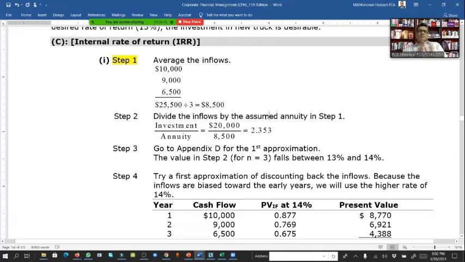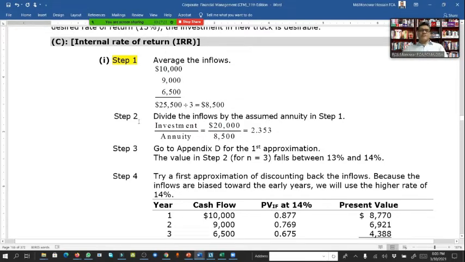Sometimes we just take assumptions, for example taking 10% and another 20%. One result would be positive, the other negative. So based on the positive and negative NPV, we can then calculate the actual IRR. But the real formula is that we have to go stage by stage. Number 1, first we have to calculate the average cash flow. Here the average cash flow is 8,500: 3 years cash flow divided by 3.